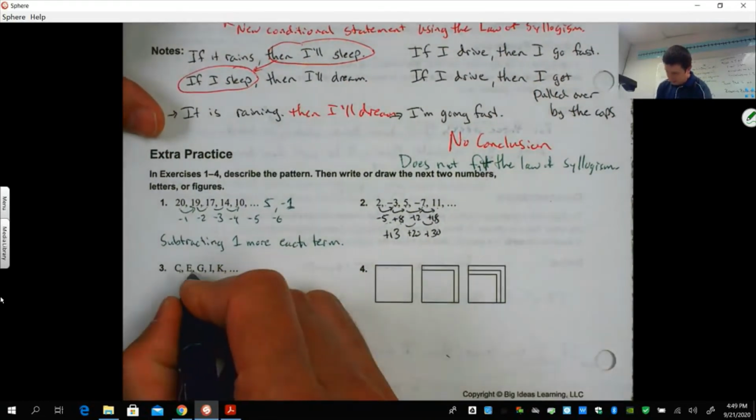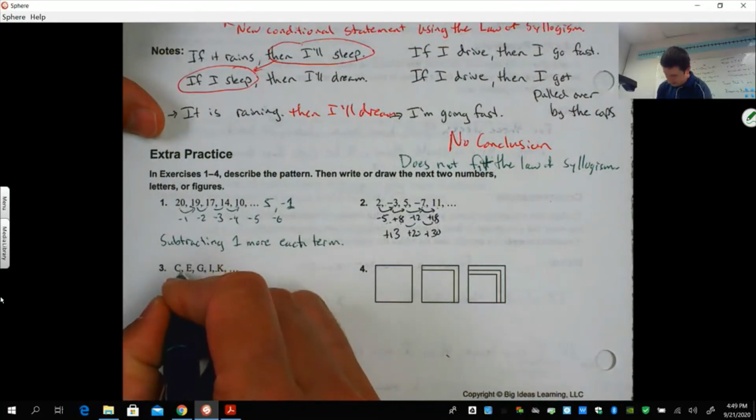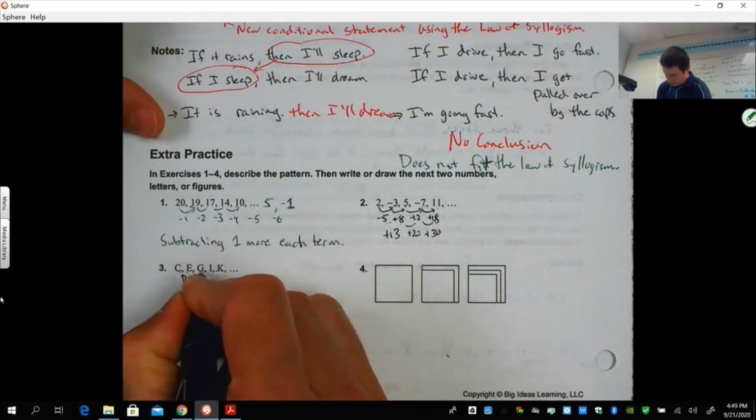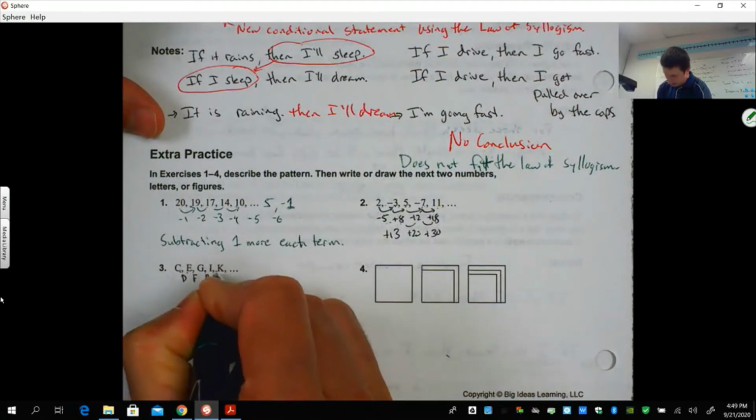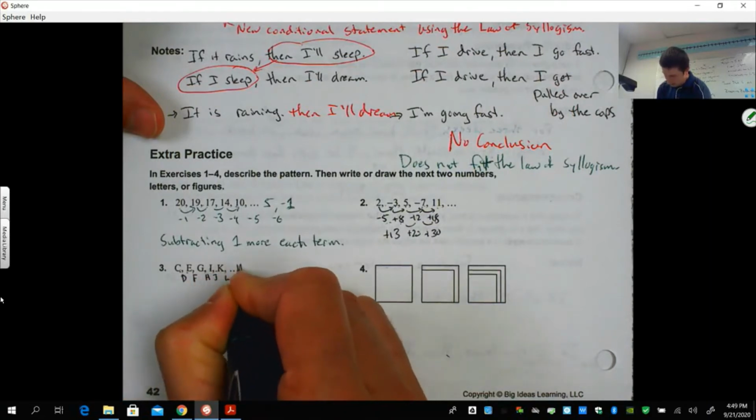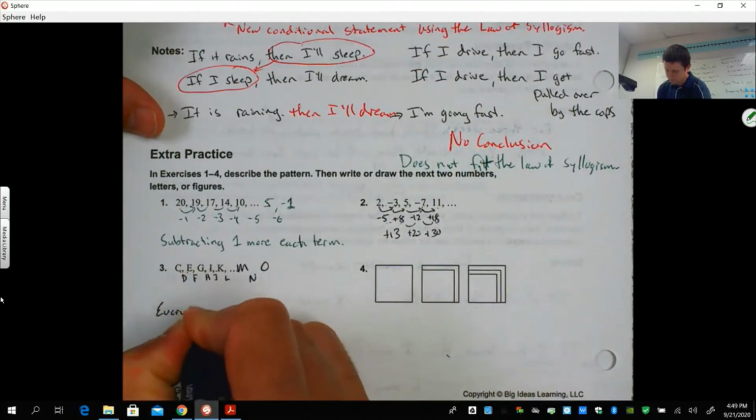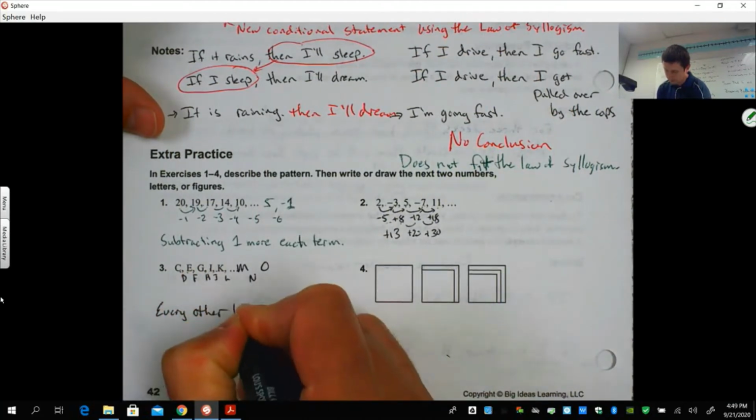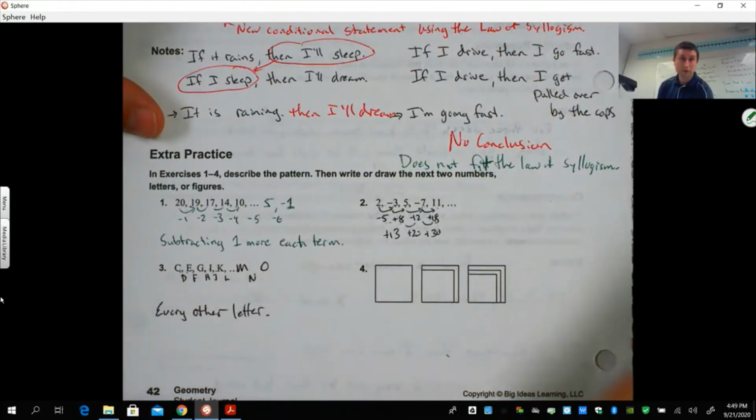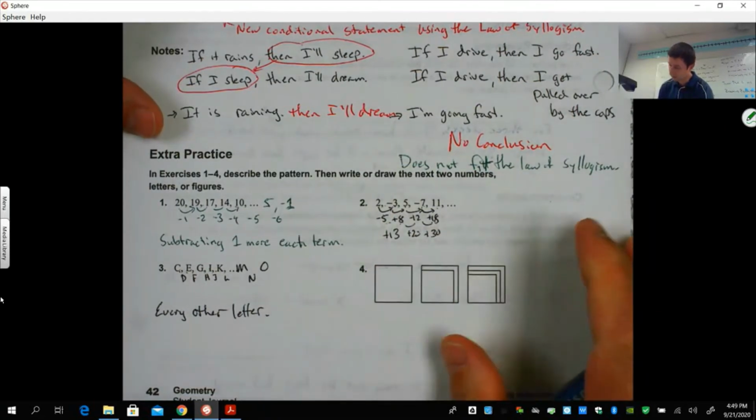C, E, G, I, K, C, A, B, C, D, E, F, G, H, I, J, K, L, M, N, O, P. Got that one. And on the assignment, make sure you know the starting letters for the months of the year. There's your big hint on one of your questions.